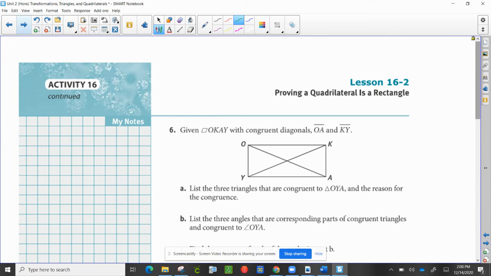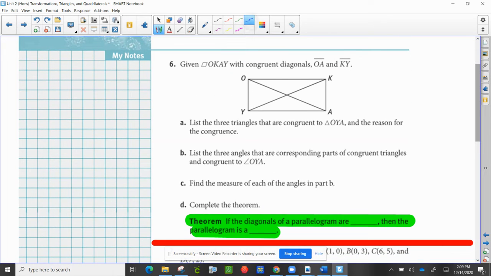So in this quadrilateral OKAY, it has congruent diagonals. So OA and KY are congruent diagonals. Let's just mark what that means a little bit. That means we have diagonals like this, where all four parts are going to be congruent to each other. So if we have triangle OAY, they want to know what three triangles are congruent to that picture.